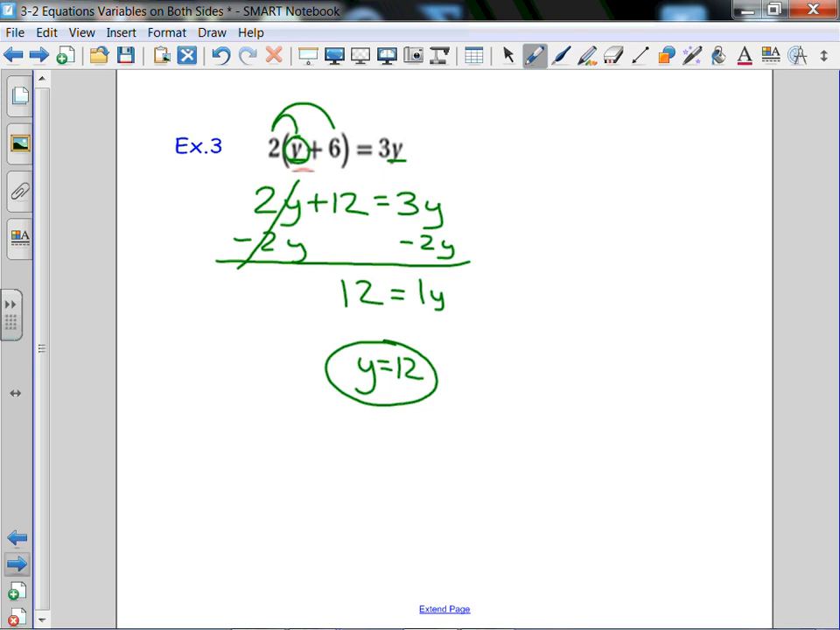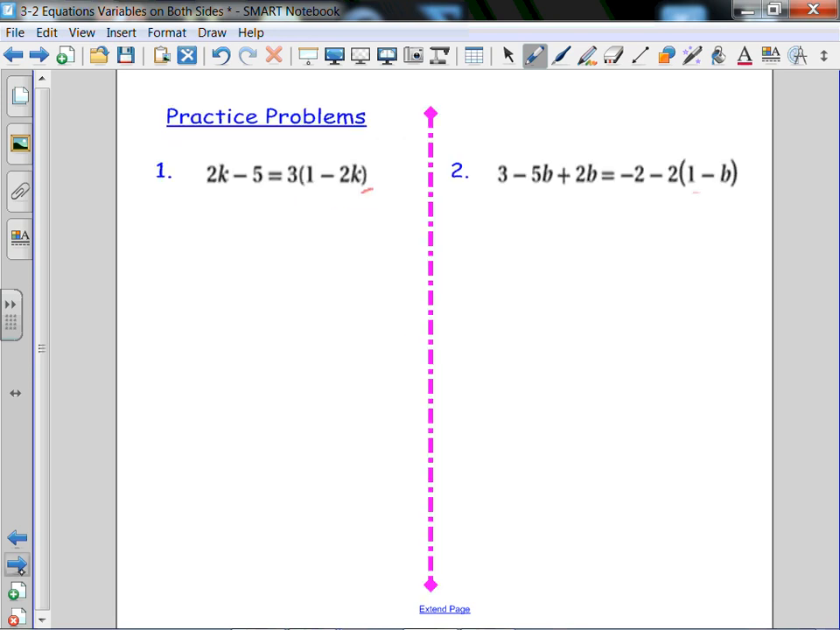Okay, so that's 3 examples of equations with variables on both sides. This is the last page. On this page, I want you to practice these problems on your own. So pause the video, practice the problems on your own, and then check the answers. I'm going to click the answers, and you can check them. So pause it now.